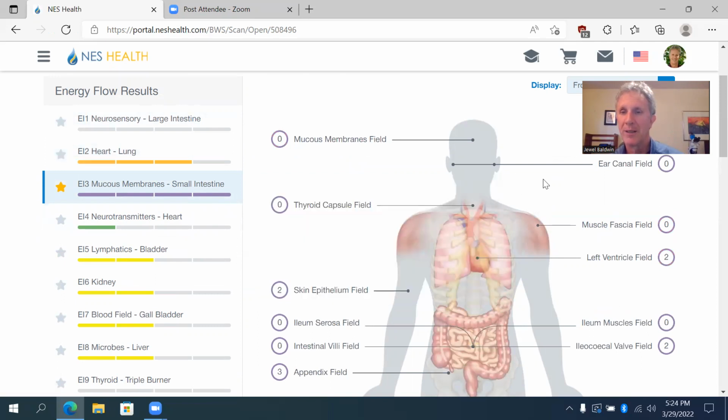Mucous membranes field, ear canal field. What do you know? For me, I've been having ear issues, and the scan always picks it up. It picked up EI3, ear canal issues. Okay, so I always do the scan. It just verifies what I know, but it also corroborates the accuracy of the reading of the scan.